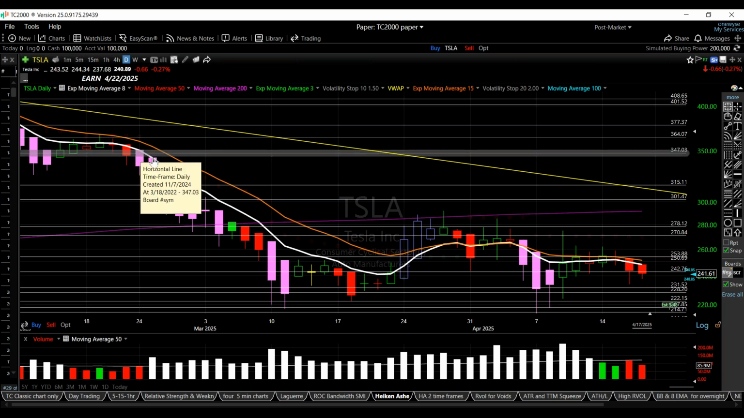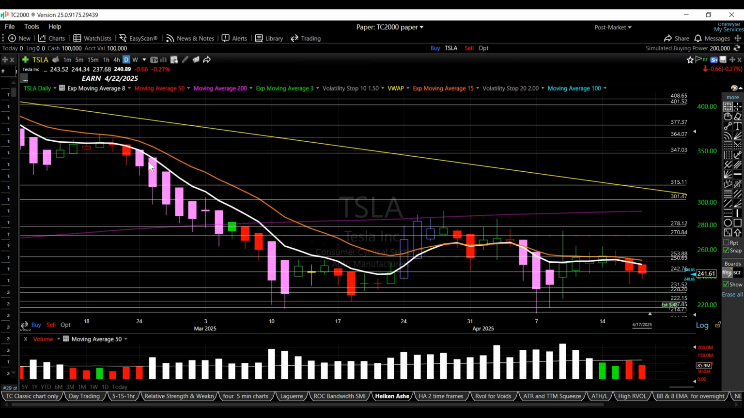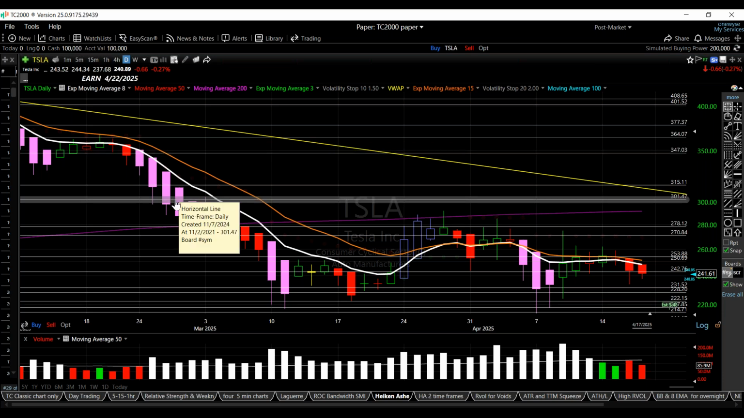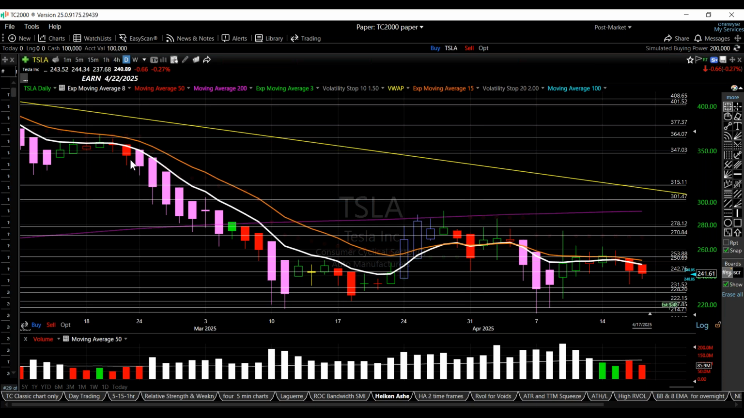But this right here was a perfect trade for Tesla to the downside as a swing trade. All right, very nice swing trade. You probably would have got out in here, but it was a nice swing trade. It did come to the 200.